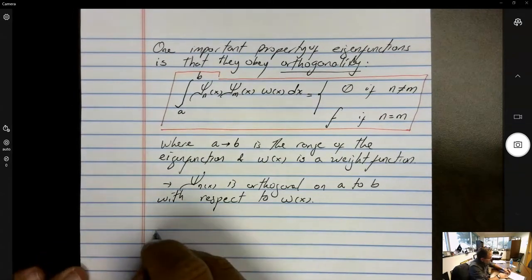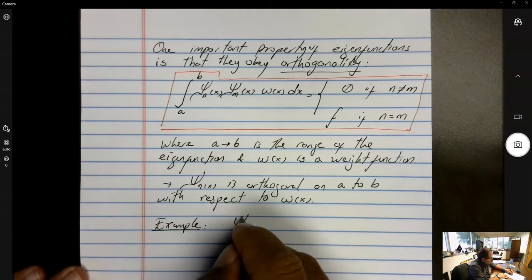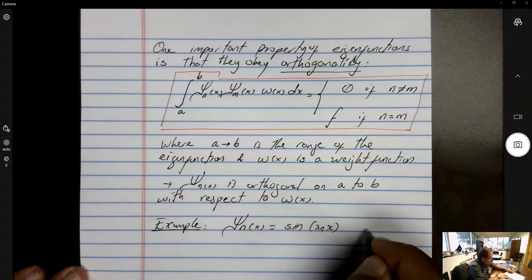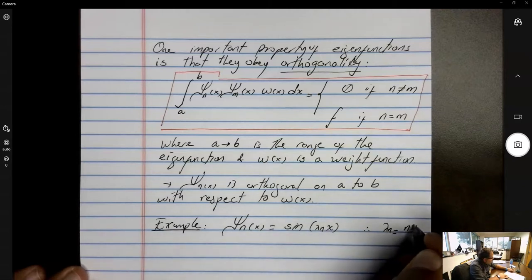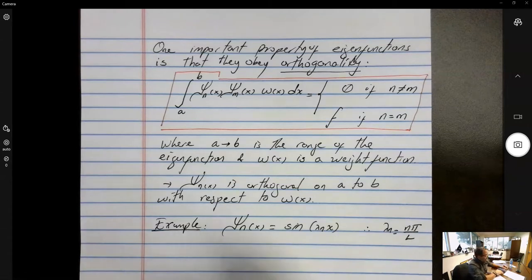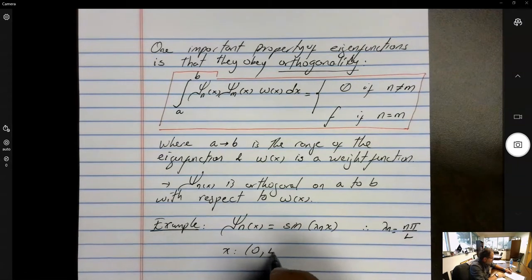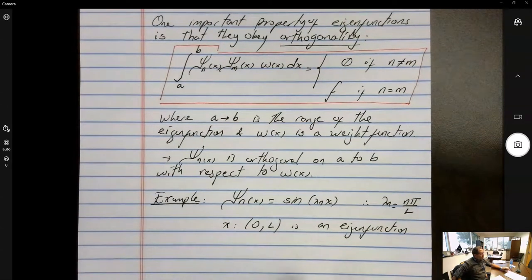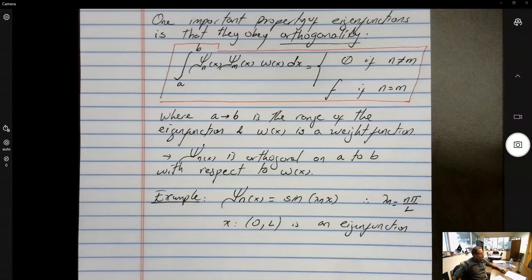Now let's look at an example. We've already determined that sine of lambda n x, such that lambda n is equal to n pi over L, is an eigenfunction, and it's valid from 0 to L. Again, these are the eigenvalues and this is the eigenfunction. We already determined that because we solved the eigenvalue problem that led to that solution. That was a very simple problem with boundary conditions at x equals 0 and at x equals L.